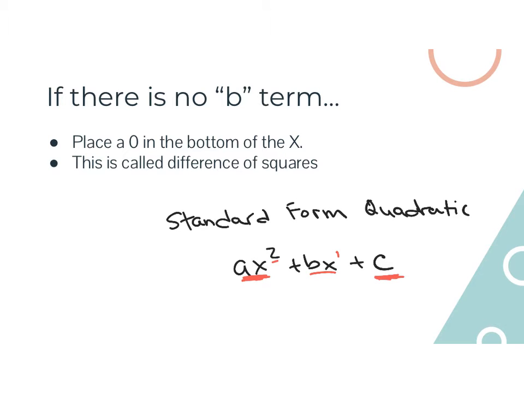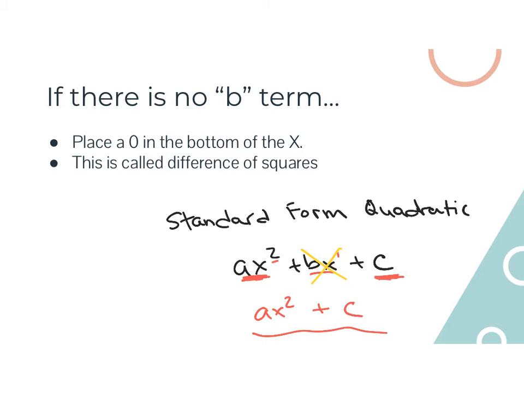Now, today, we're going to talk about what happens when this term is missing. What happens if we just have ax squared plus c? What do we do with that? Because how do we set up an x with that? How do we go through the reverse box method if we're missing that middle term, if there's no middle term?